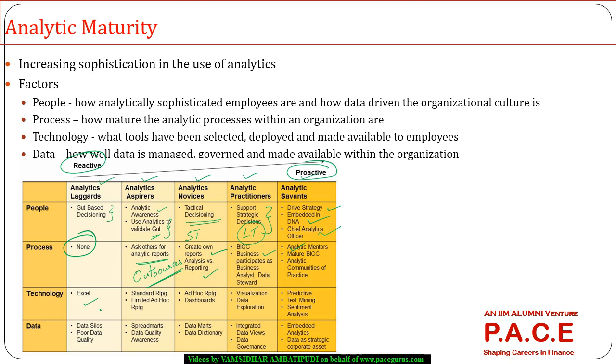Coming to technology, the laggards use only Excel. Whereas the analytic aspirants have a standard reporting mechanism, and ad hoc reporting is very, very limited. Mostly it's standard reporting, but ad hoc reporting is very limited.